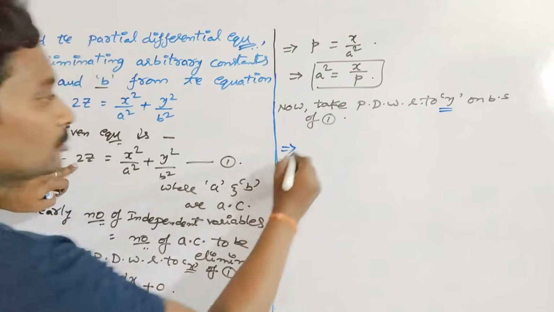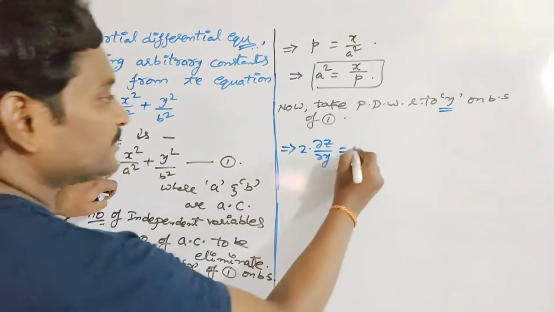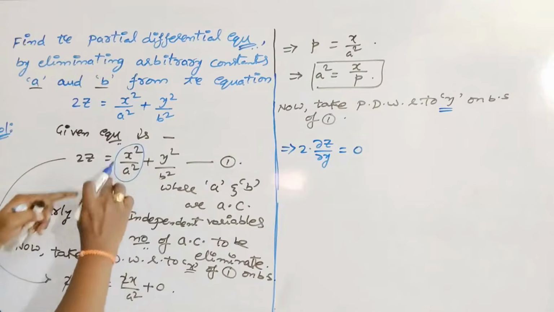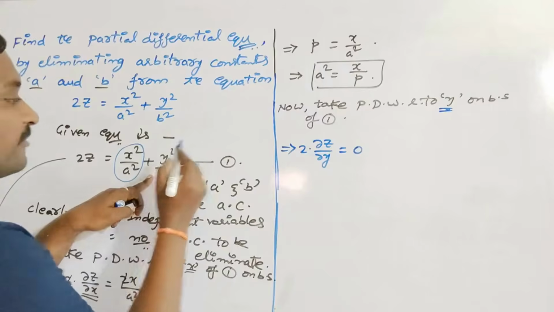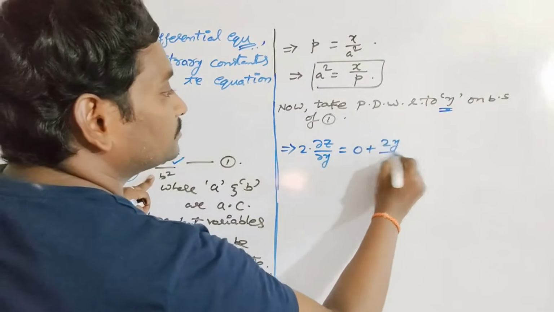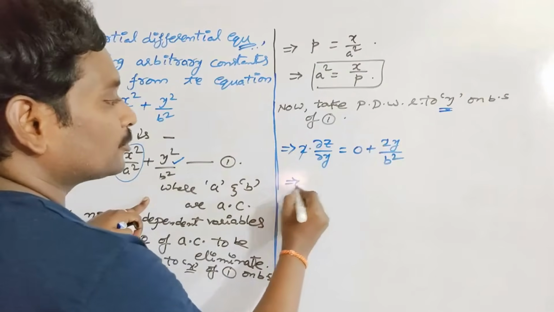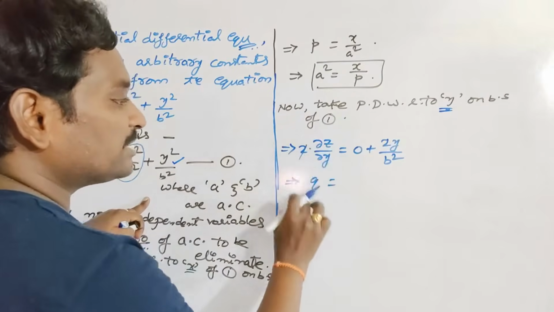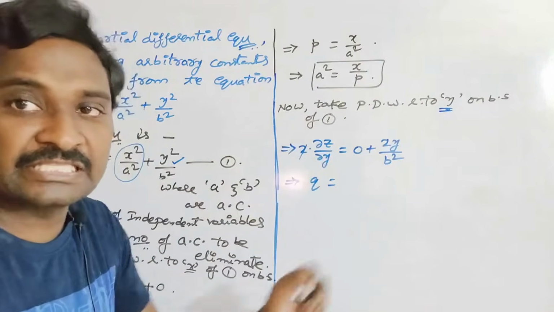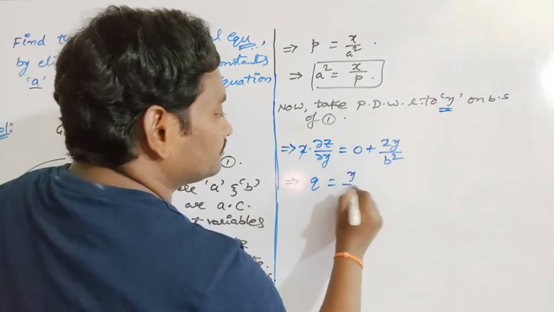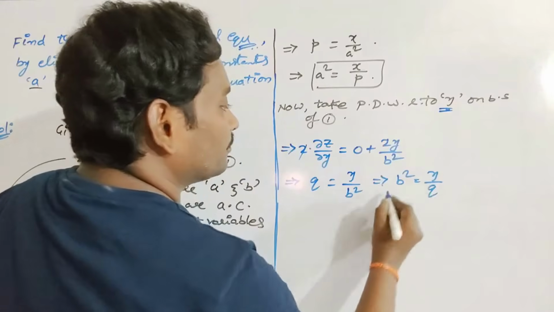So from the given equation, 2 ∂z/∂y is equal to, this becomes 0 because the entire term x²/a² becomes constant whenever you are taking the partial derivative with respect to y, and the derivative of y² is 2y/b². 1/b² is the constant term, so the 2 gets cancelled. So q = y/b², replacing ∂z/∂y with q. Once look at the previous video and observe what the notations in this chapter are. From this, b² = y/q.